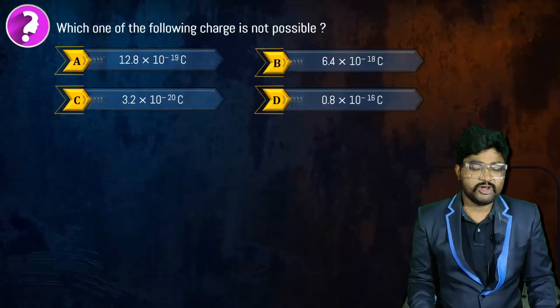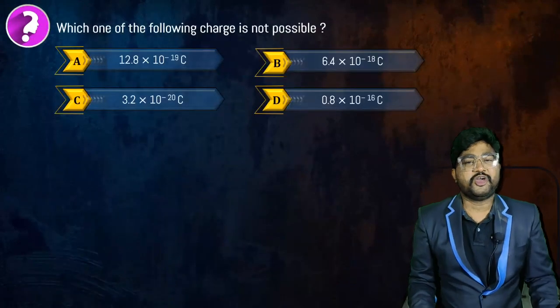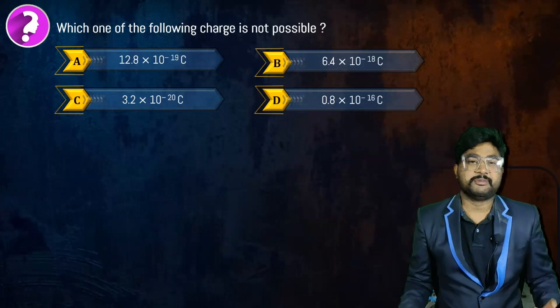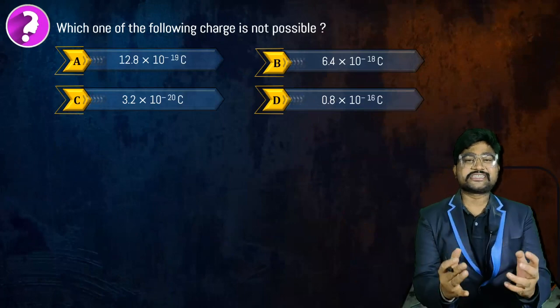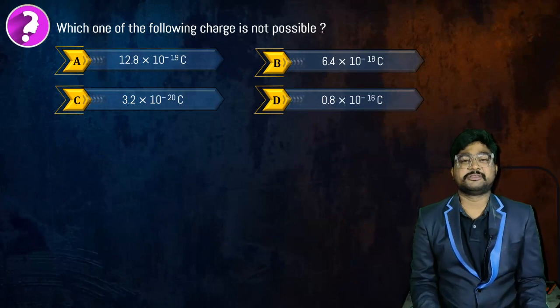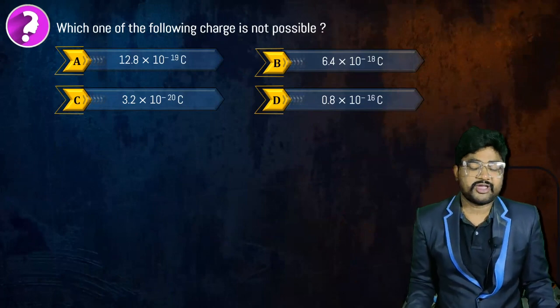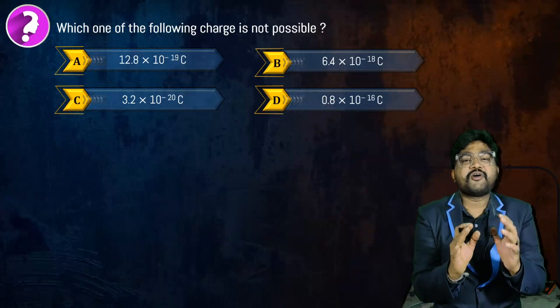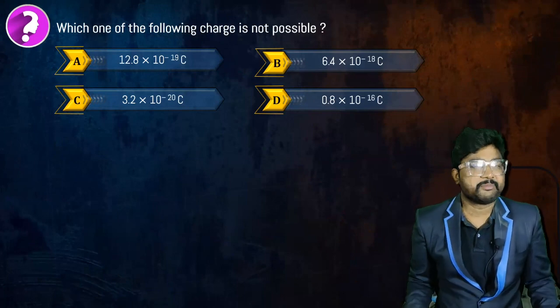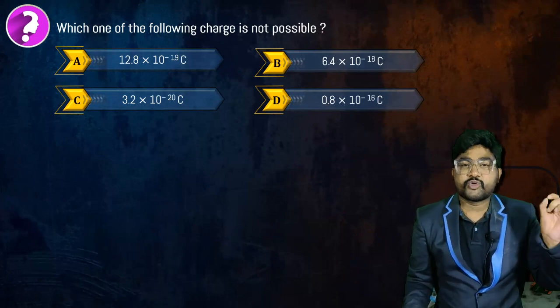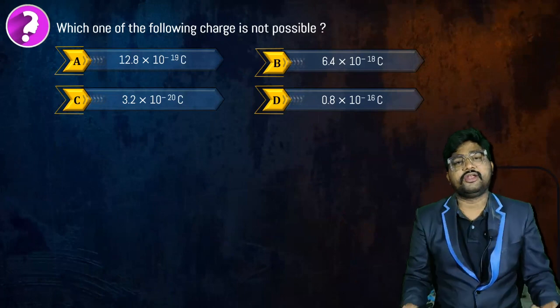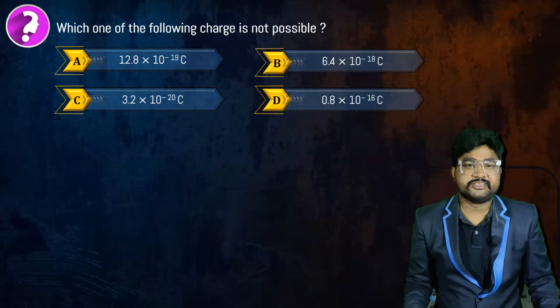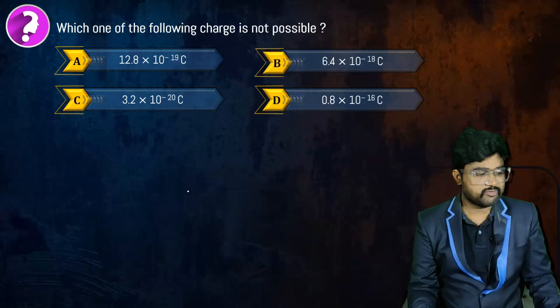Read the question carefully. Which one of the following charge is not possible? How to decide whether a particular charge is possible or not? We have a wonderful logic. You calculate the number of electrons present in that particular charge. This much amount of coulomb of charge is equivalent to a number of electrons. Just now we have given the wonderful relation.